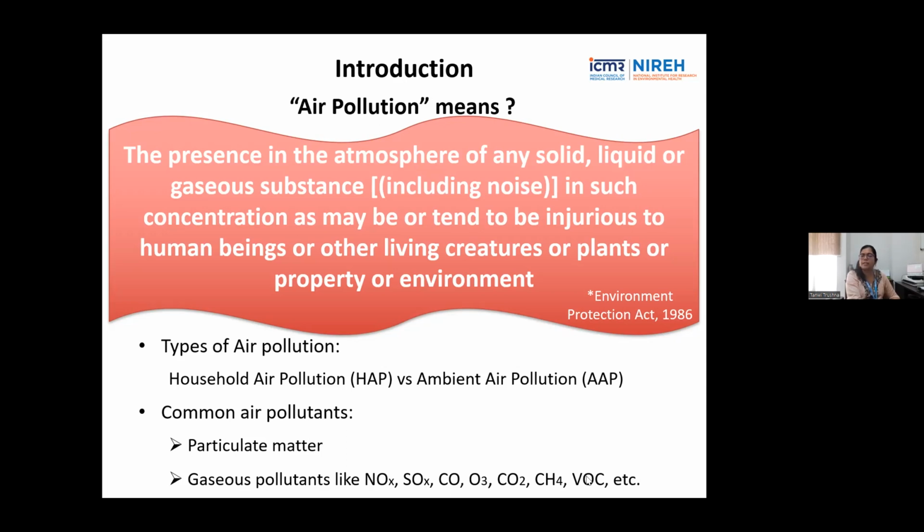Then we have a category known as volatile organic compounds, which mostly originate either from industries or from household sources. So when we look at pollutants in different compartments, like in the household, we look at the level of volatile organic compounds and the level of carbon monoxide. When we talk about ambient air, we focus more on ozone, nitrogen dioxide, sulfur dioxide, etc.